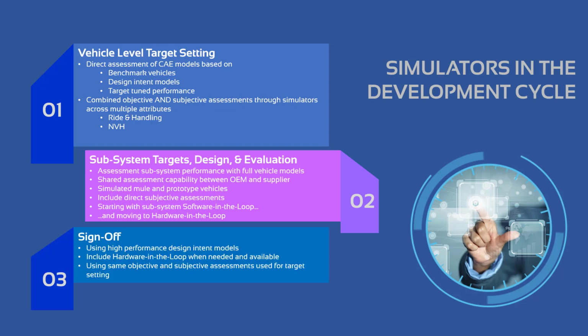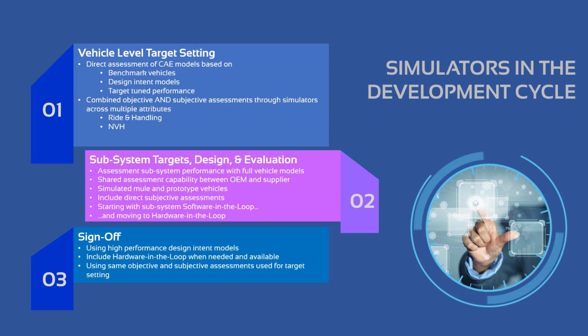And third, the sign-off phase. Here, high-performance design intent subsystem models can be brought to the simulator for verification testing. For subsystems like controllers and ECUs, or other systems that have high nonlinearities that are difficult to capture in models, a hardware-in-the-loop approach for simulator use can be done. This might be a steering system, brake system, or driveline as examples.